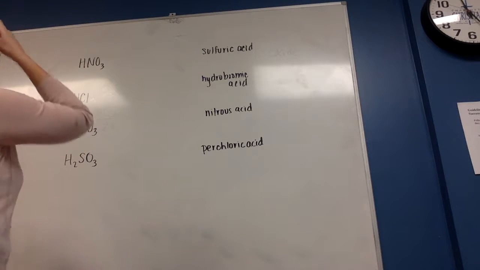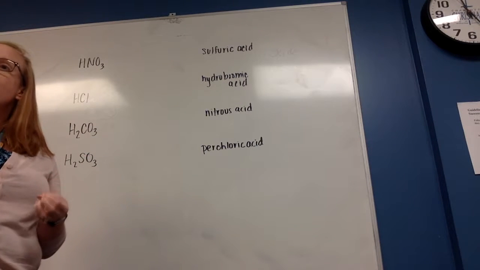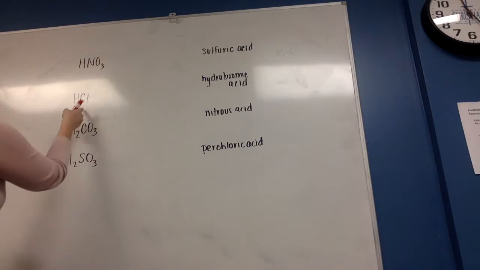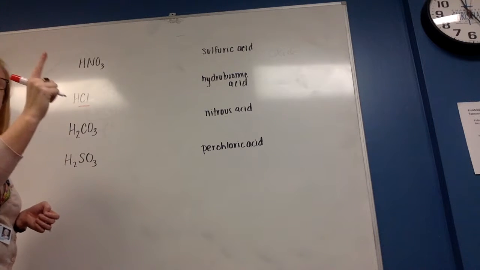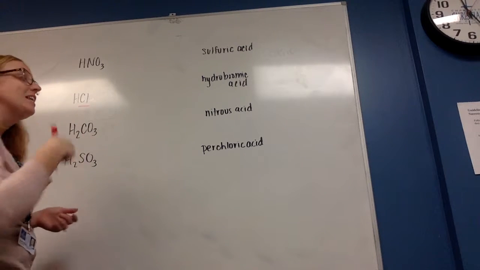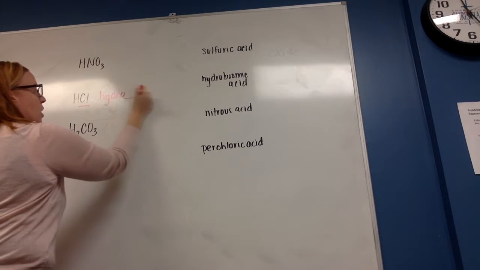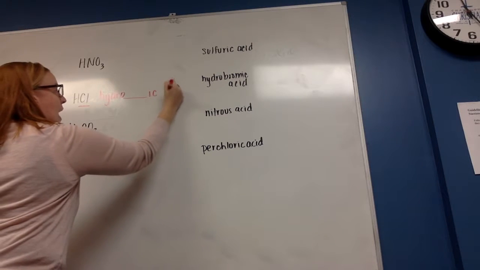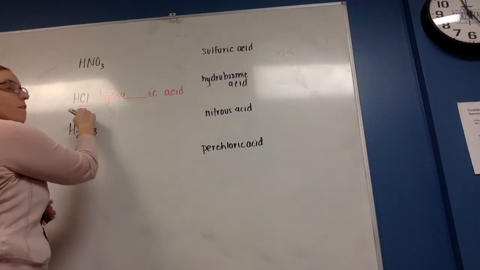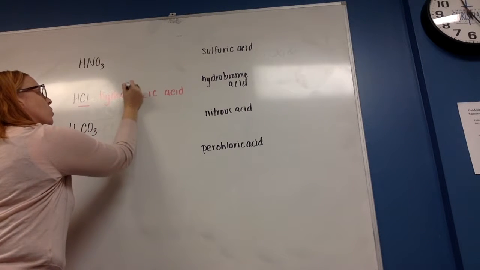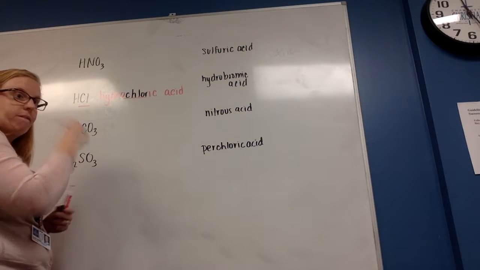Now, you want to look at what is next to the hydrogen, because what's next to the hydrogen is going to tell you the name. I'm going to start with this. This is HCl. Cl is just one element. When you are naming an acid that is just one element, you start with hydro and end with ic, acid. Then, in this space, you put the root of the element. So that would be hydrochloric acid. And that's the name.